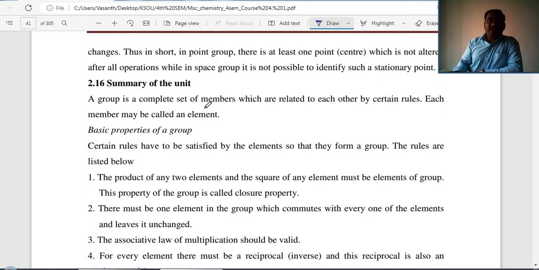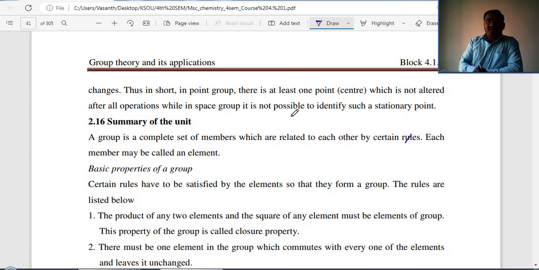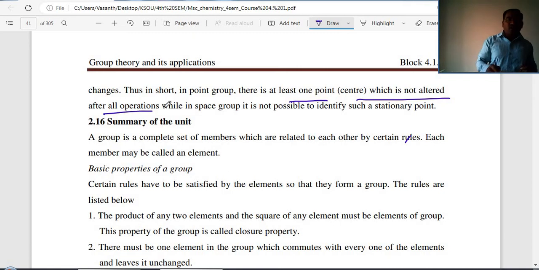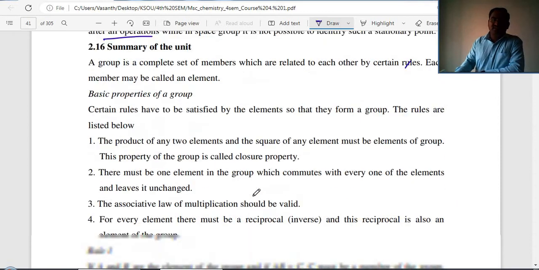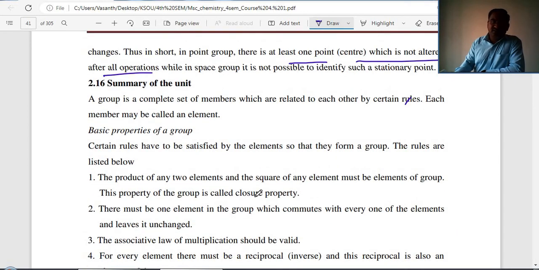In short, in the point groups, there is at least one point, the center, which is not altered after all operations, while in a space group it is not possible to identify such a stationary point. Dear children, so now I am going to conclude the summary of this topic.